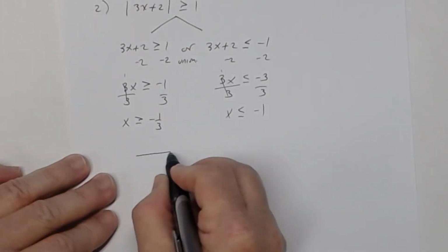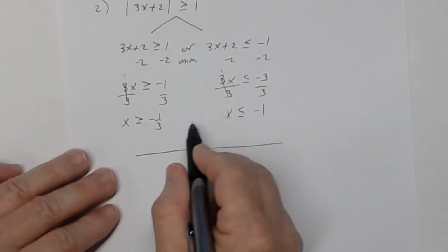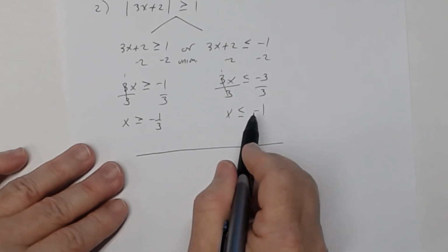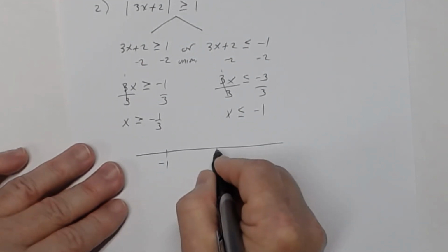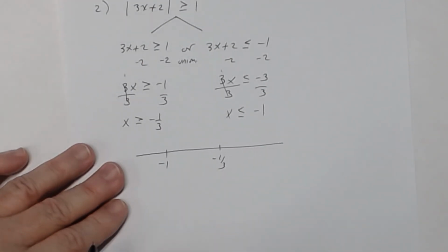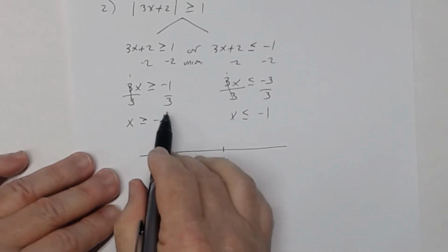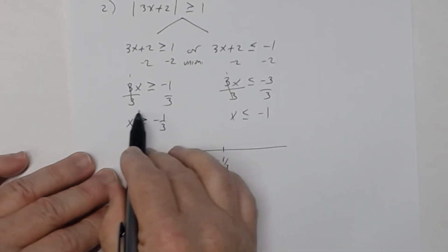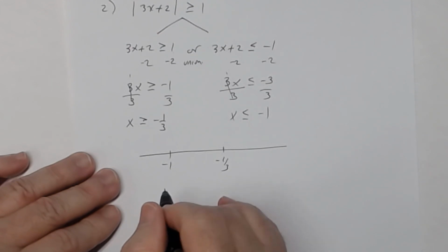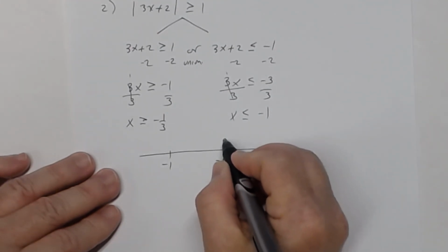So you may say, well, what does that look like on the number line? Well, on the number line, it looks like this. So let's do each one individually. Notice that negative 1 is to the left of negative 1/3. So make sure you put them in order. So when I graph this one, x is greater than or equal to negative 1/3. That's this.